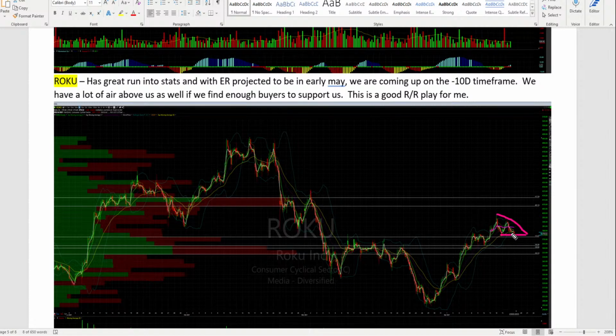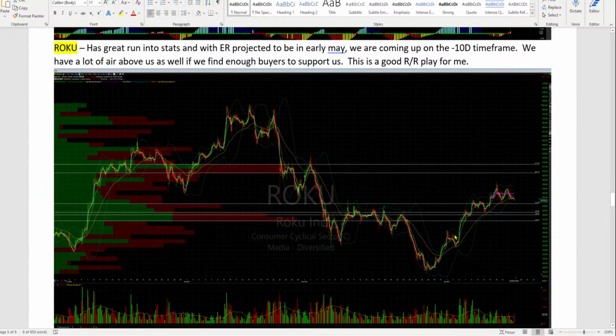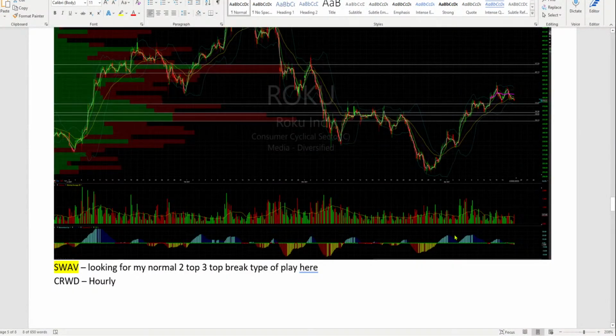Is that what we're setting up here? Maybe, but I'm willing to take it off of this lower risk level because I have good risk reward to try to capture the breakout, and then I can add on the retest. So that's what I'm looking at playing on Roku. This is a lower win rate play, but a better risk reward play, meaning you'll make more money if it does break out.